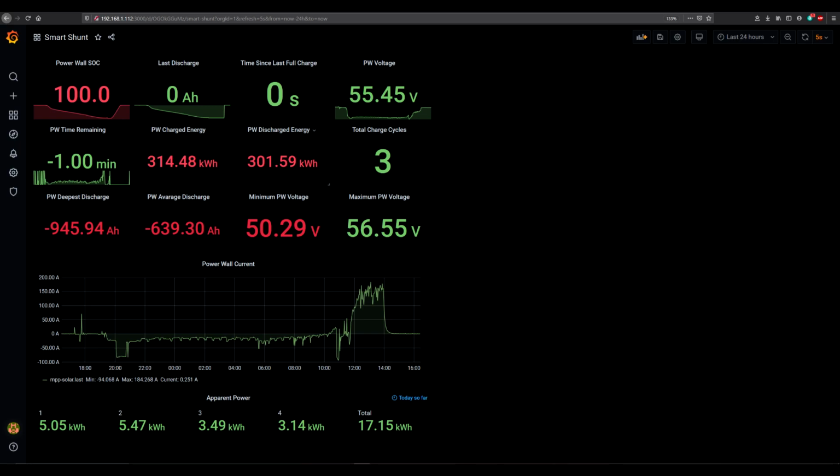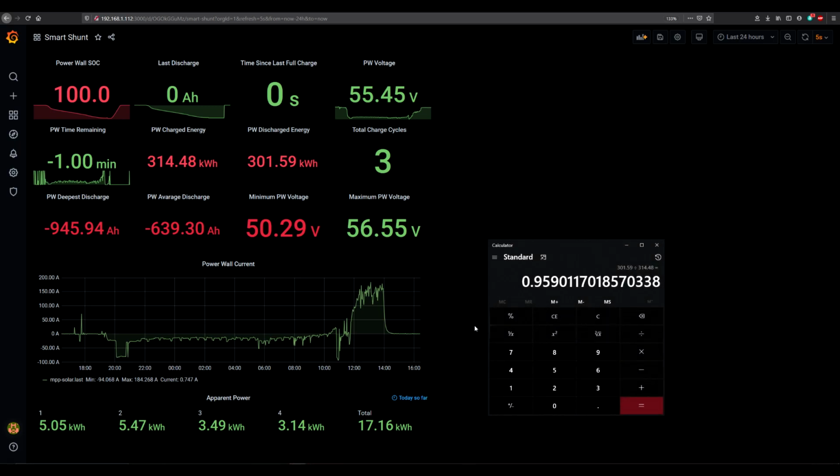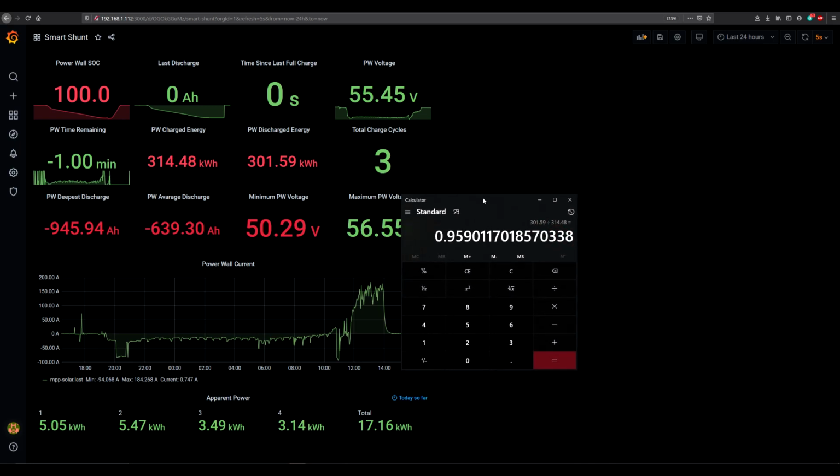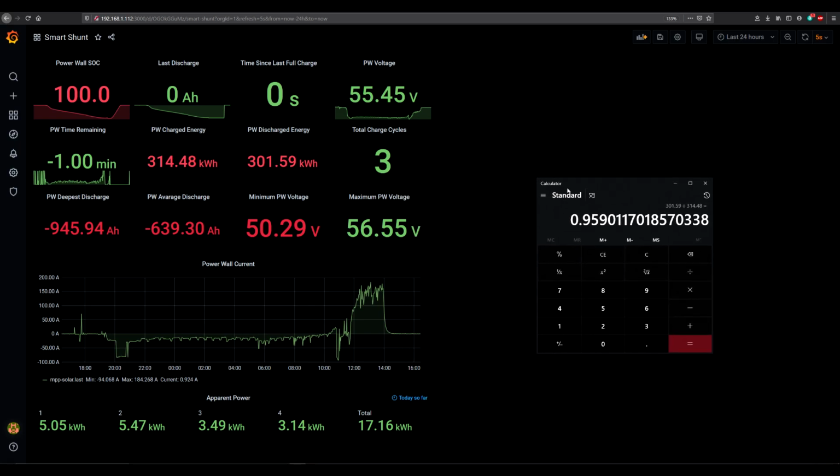If you take these two numbers and divide 301.59 by 314.48, you will get the round trip efficiency of your power wall. Mine is at 95.9%. So for every kilowatt hour that I put in a power wall, I get 0.959 kilowatt hours back. I think that's a cool representation. It's a cool data point to have when you have your power walls.